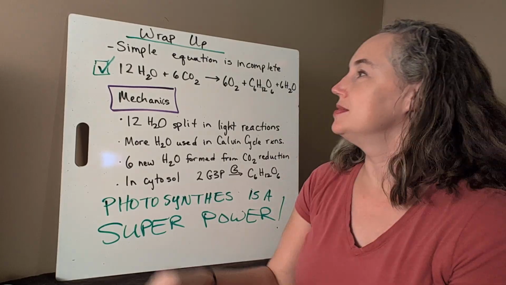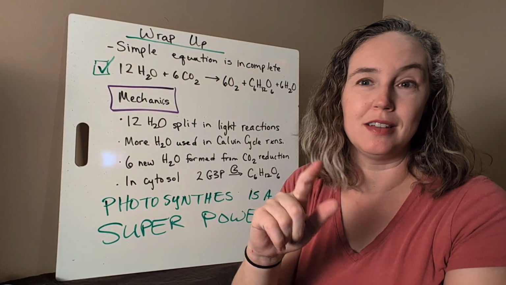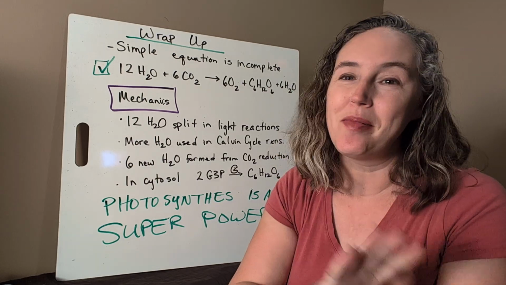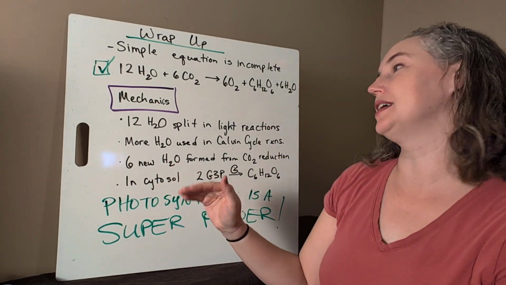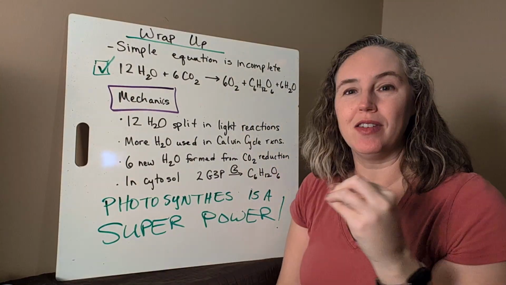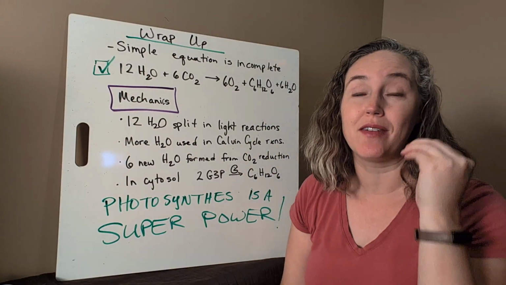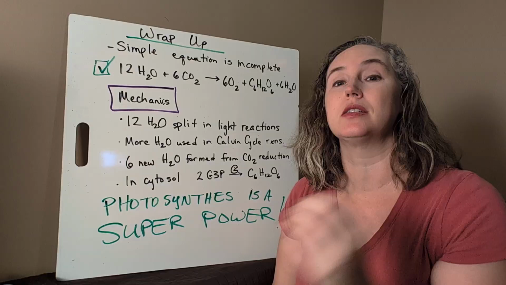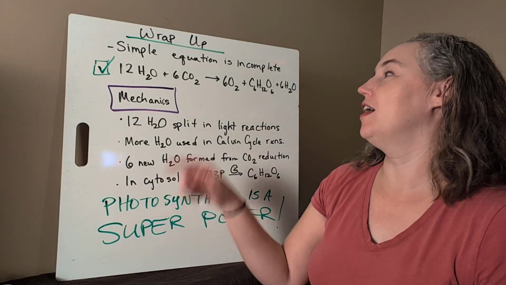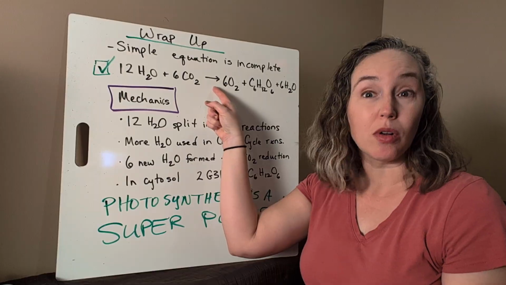So, quick wrap up. The simple equation helps us know what goes in and what goes out, but it is incomplete and doesn't give us the whole story. What this equation does for us is give us greater understanding of the mechanics of photosynthesis and all of the reactions that are shown in this one little arrow.